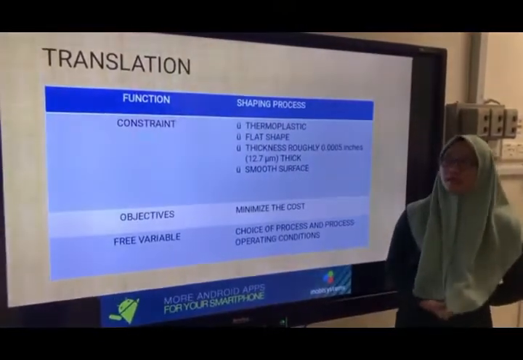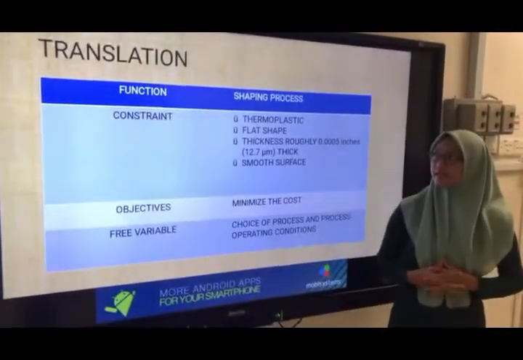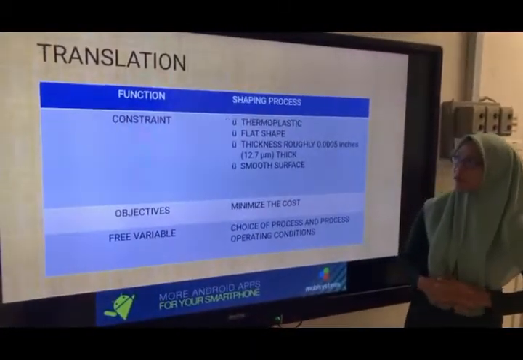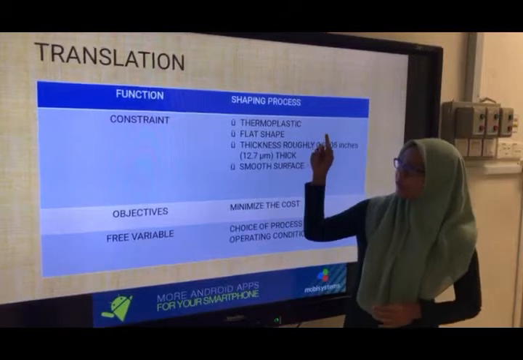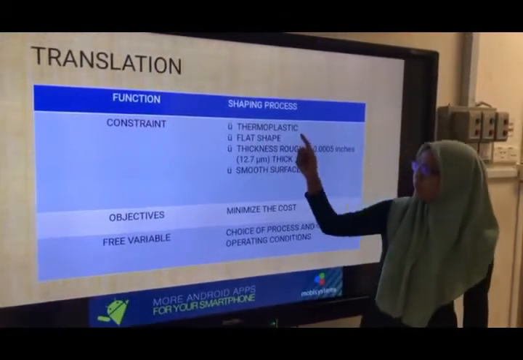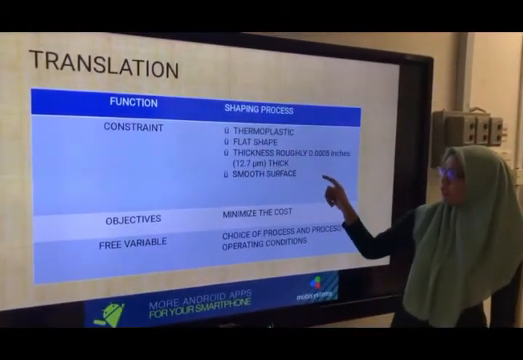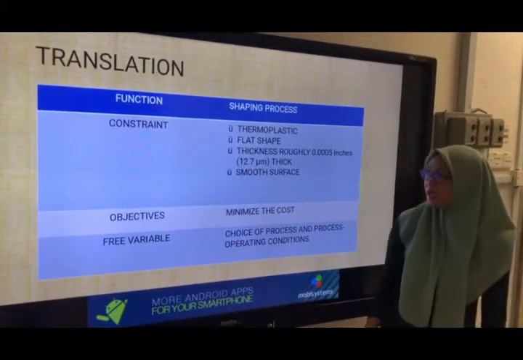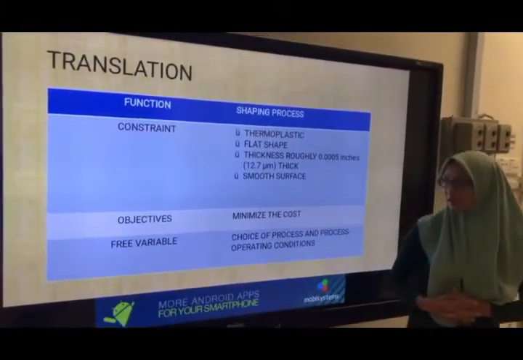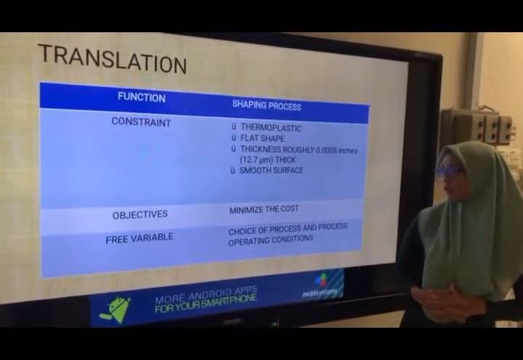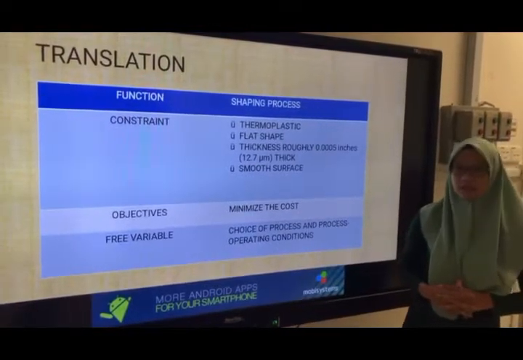My part is translation for process selection of plastic wrap. Okay, function: shaping process. Constraints: thermoplastic, flat shape, thickness roughly, and smooth surface. Objective is to minimize the cost, and free variables are choice of process and process operating conditions.